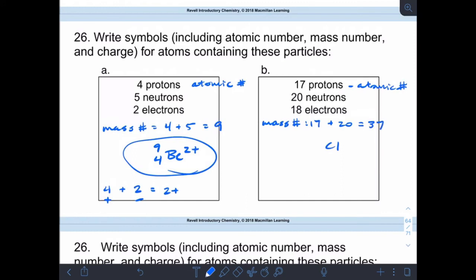And then let's look at our charges. So I've got 17 protons, those are the positively charged ones. So 17 pluses. And I've got 18 electrons plus 18 minuses, means that I get an overall of -1. Okay, so our mass number goes on top, that's the 37. Our atomic number goes on bottom, that's the 17. And if we only have a single charge, so a 1 plus or a 1 minus, we don't actually write the 1. So I'm just going to say chlorine minus.